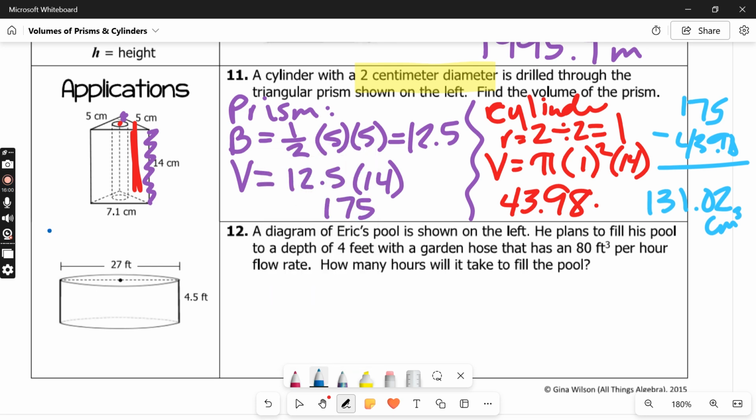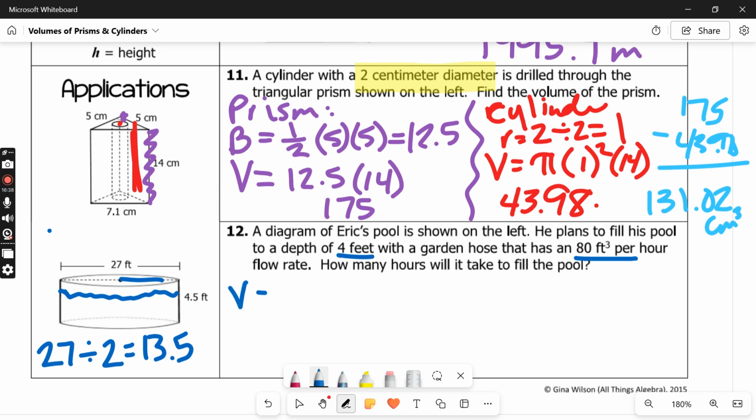All right, a diagram of Eric's pool is shown on the left. He plans to fill his pool to a depth of 4 feet with a garden hose that has an 80 feet cube per hour flow rate. How many hours will it take to fill his pool? Okay, notice he's not filling his pool all the way to the top. He's filling it just to 4 feet. When we're filling something up, that's volume. So first thing I'm going to do is find the radius. So I'm going to do 27 divided by 2. When I do that, I get 13.5.